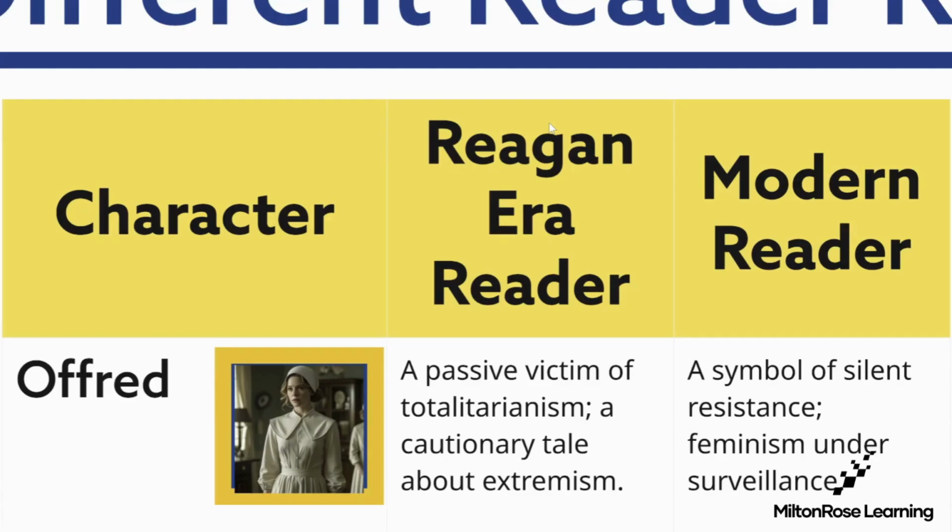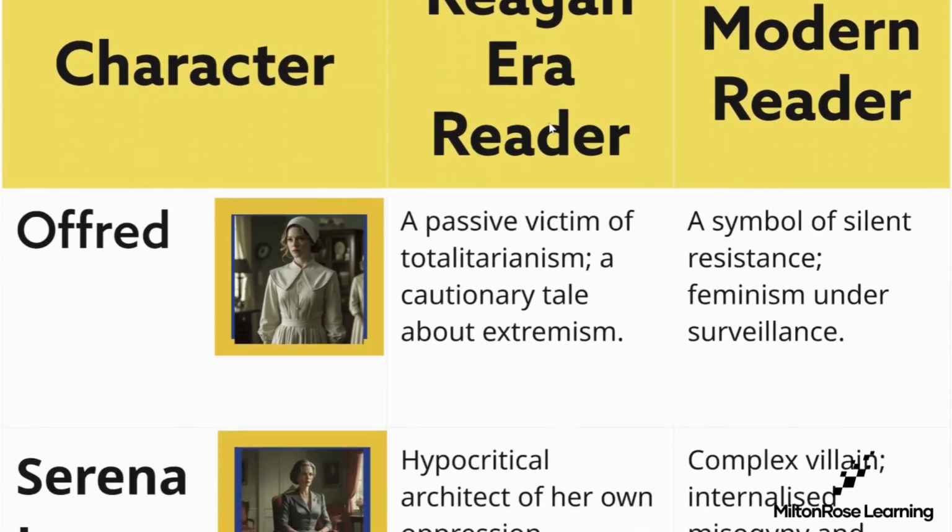Very interesting. So Offred in the Reagan era was seen as a passive victim of totalitarianism, a cautionary tale about extremism, very simplistic in some ways. But times have changed, and so a modern reader, if you have a look there, sees her as almost a symbol of silent resistance, but also, with the development of feminist thinking, a female victim under surveillance from a hostile patriarchal system. So the interpretation has definitely moved on there, and I think that's interesting for you to note.